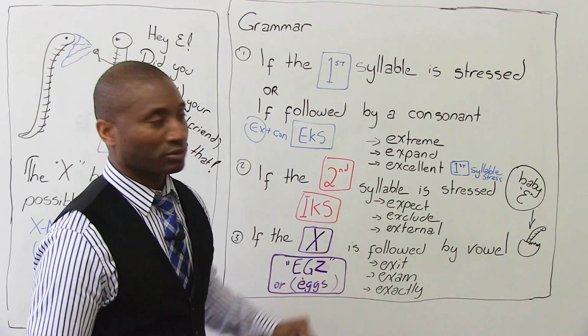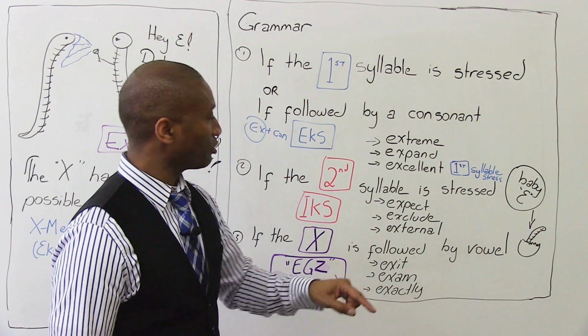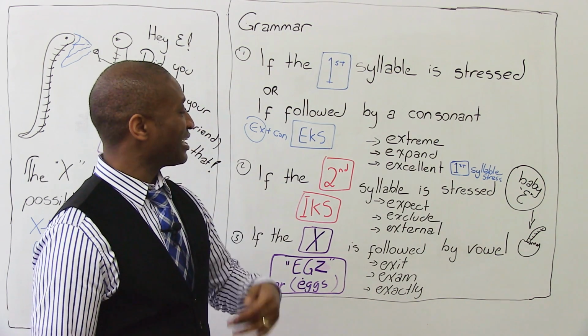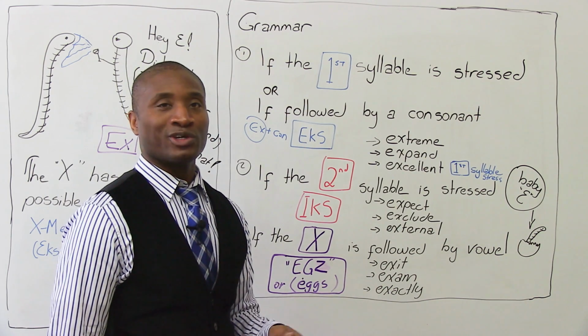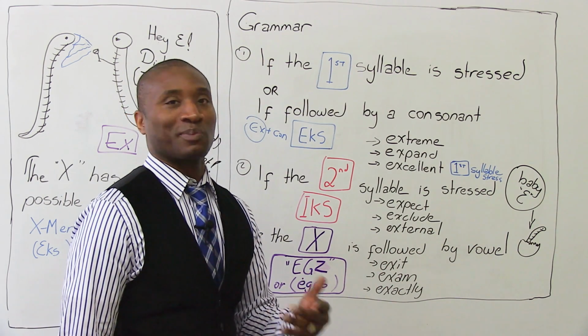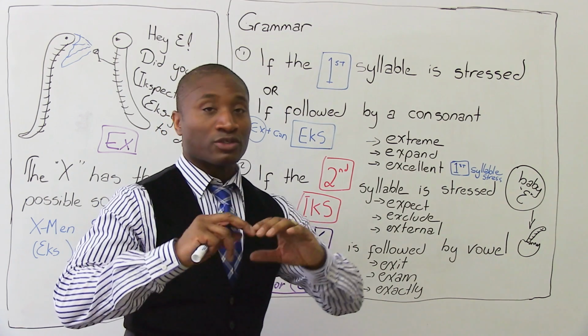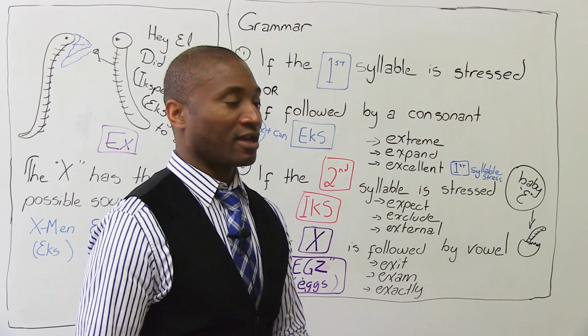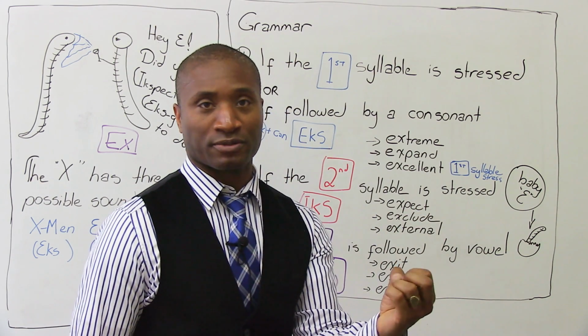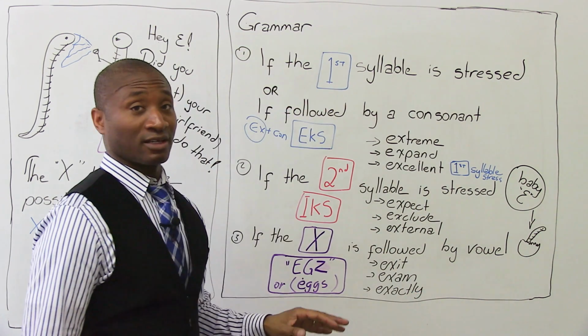Expect, exclude, and external. Right? We don't go external, it's external. It's an external thing. It's exclude, he's excluded, right? And what do you expect? Not expect, what do you expect? Once again, depending on the region, people will actually say, I expect, and they really emphasize that X. These are just general guidelines, all right?